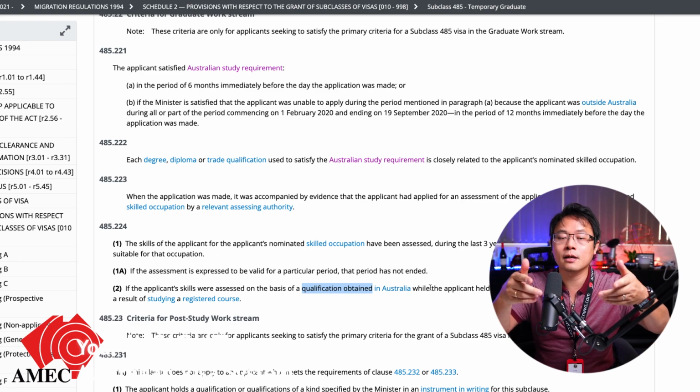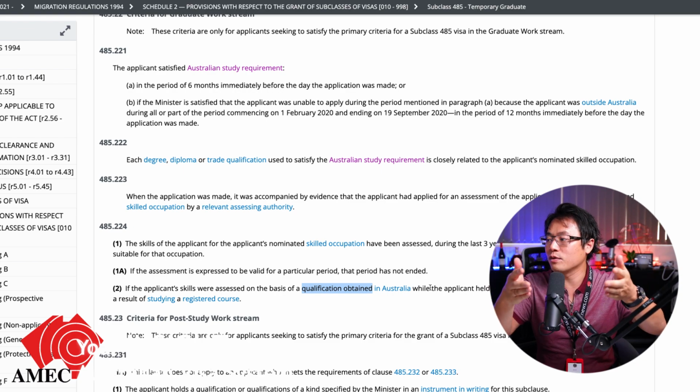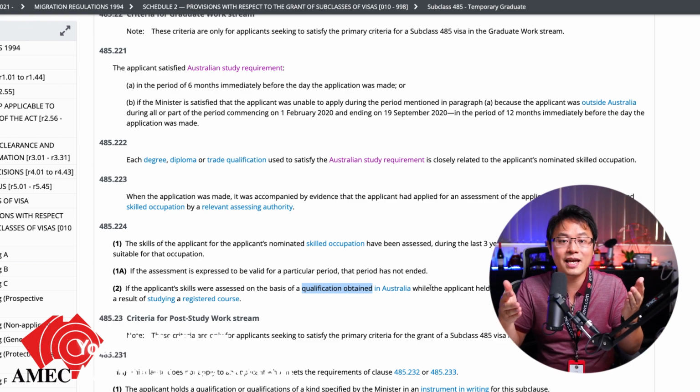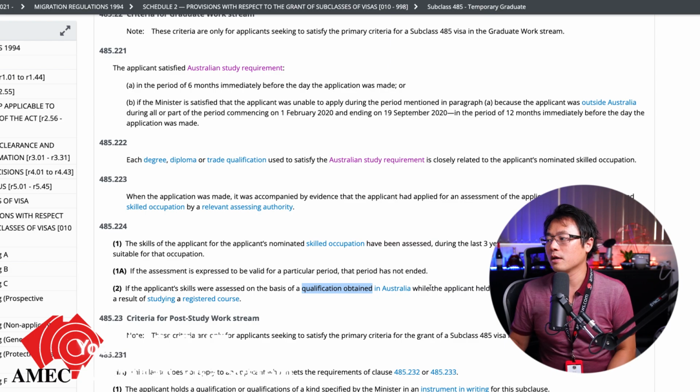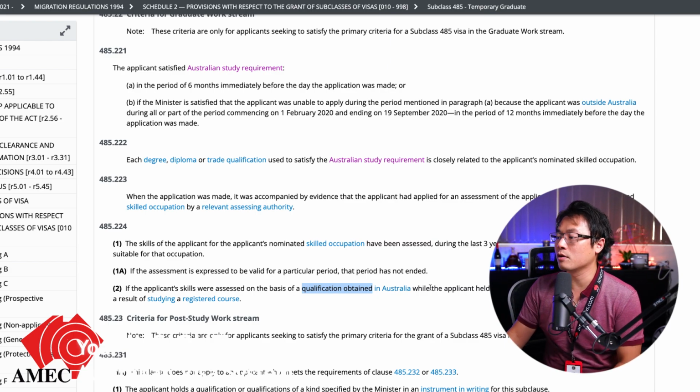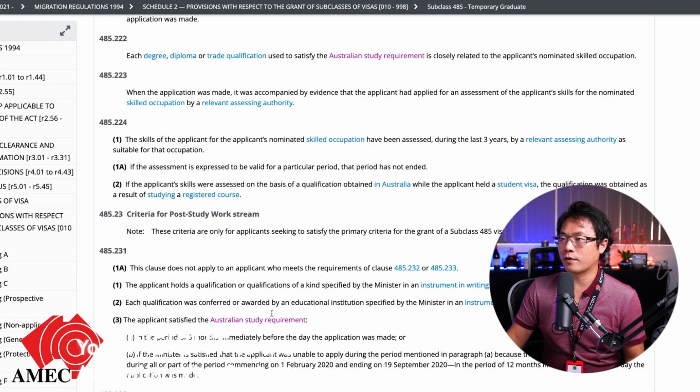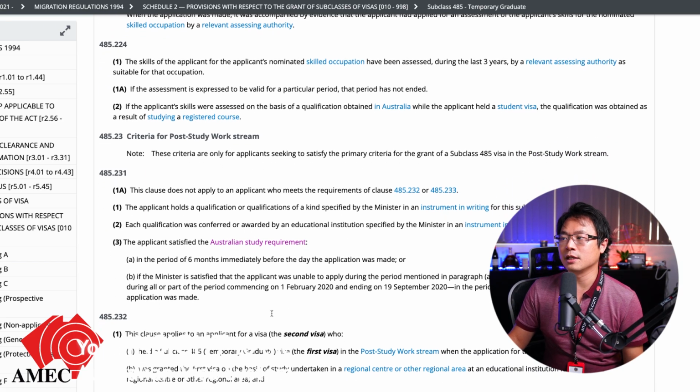Because that engineer skill assessment was as the result of your qualification obtained back in Australia, or 10 years ago, can be 20 years ago if you had. So that's another scenario there, digging into the detail of the law.